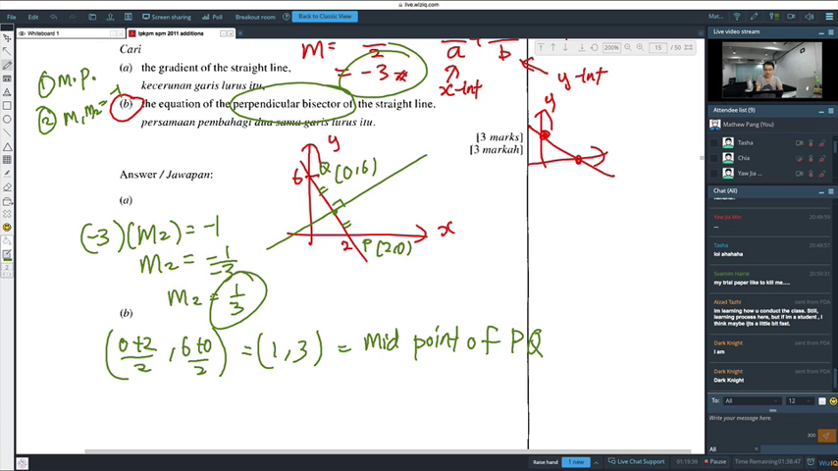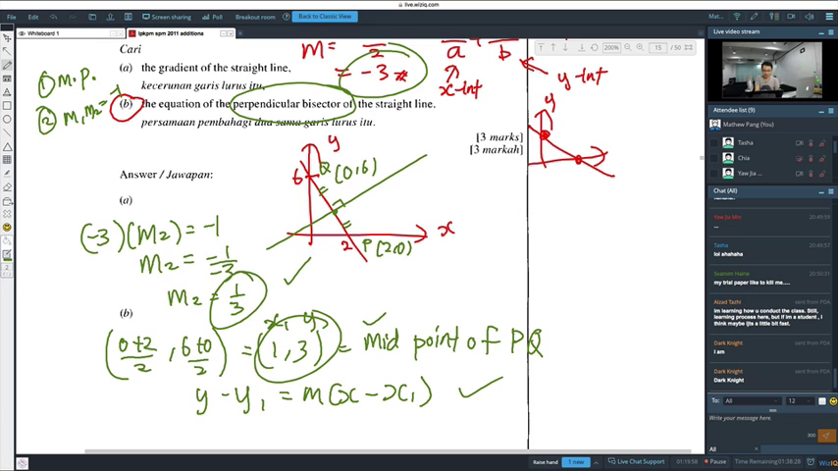Now I got the gradient, I got the point, I can form the equation by using y minus y1 equals to m(x minus x1). This formula is for you to form the equation. In order to use this formula, you need to have a gradient and a point. Now we have the gradient and we have a point. So the point I will substitute into the x1 and y1.